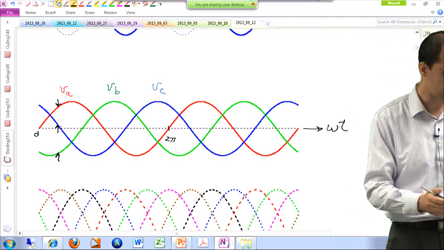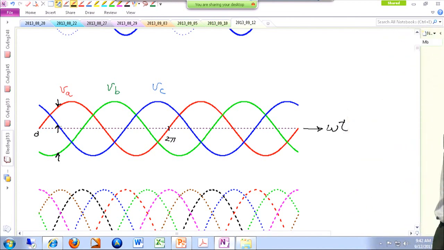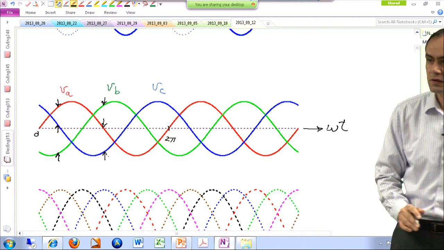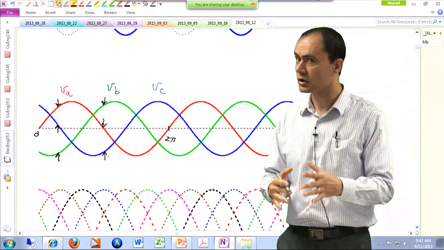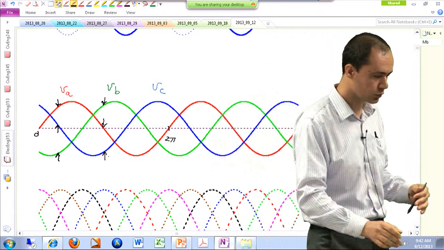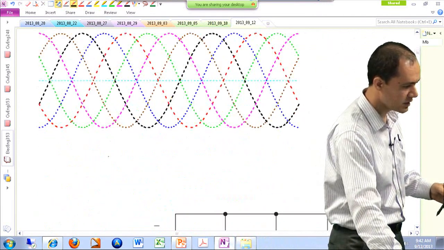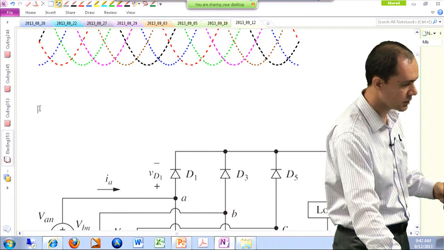Then the game changes. For instance, later on, at this time instant, VB is larger than VA, and it is also larger than VC. So it's like these three voltages are wrestling with each other over which one is going to be larger. So have this in mind and consider a circuit like this.